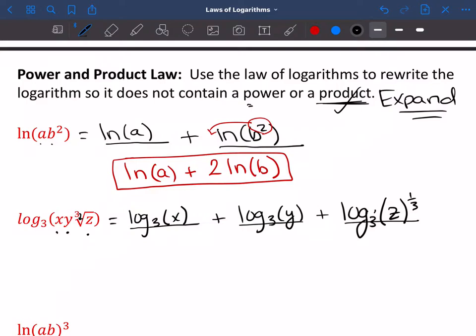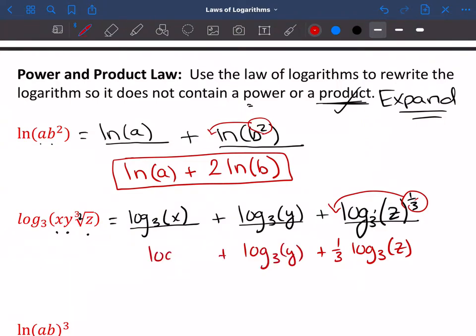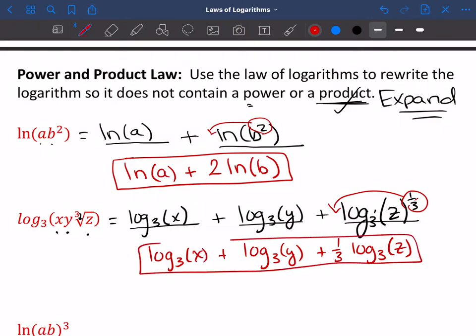All right, so we've taken care of our products. Now take care of any powers that we have. So we need to take this 1/3 and write it out front. So we get 1/3 log base 3 of z, and the rest of these will remain the same. And so now we've expanded it so that it has no powers and it has no products.